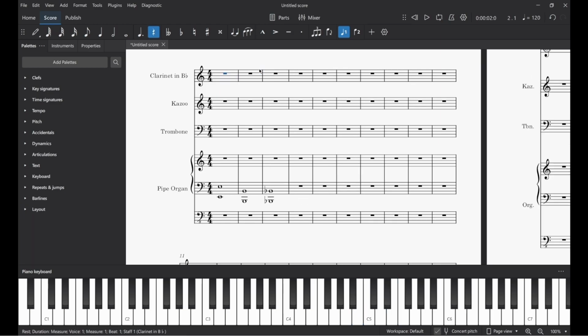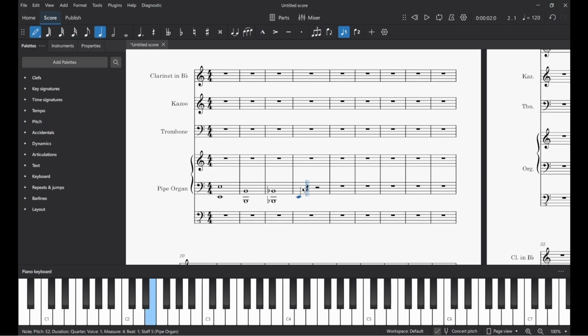I'm gonna go back. I'm gonna keep laying down kind of this bass line in the organ. Oh, you can also use arrow keys on your keyboard to move them up and down.